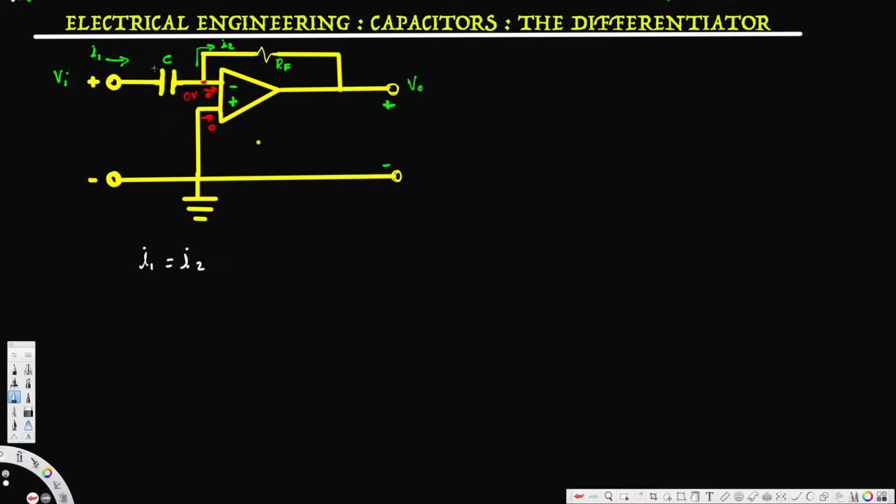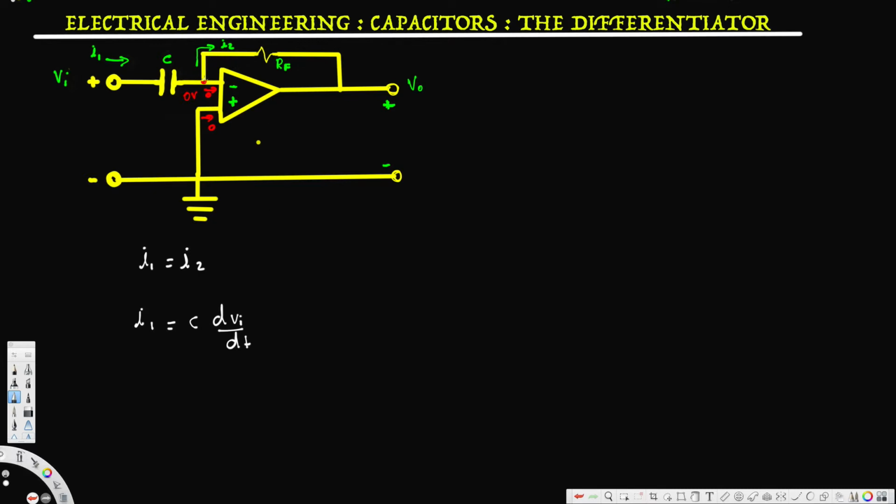When we deal with a capacitor, we find the current using this formula, C dV by dt. So this is the formula for the current when we have a capacitor. C dVi, because this is the input voltage, so we can say I1 is C dVi by dt.